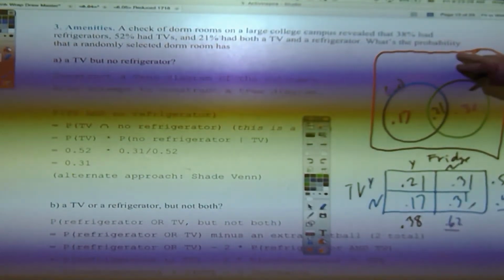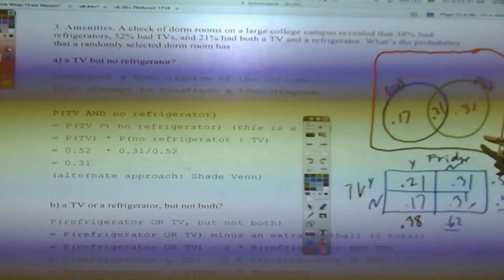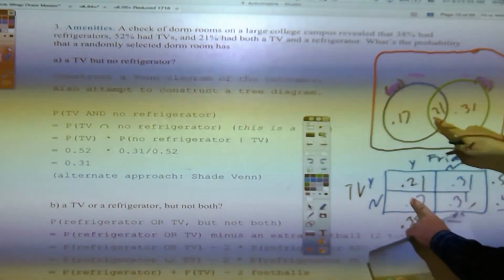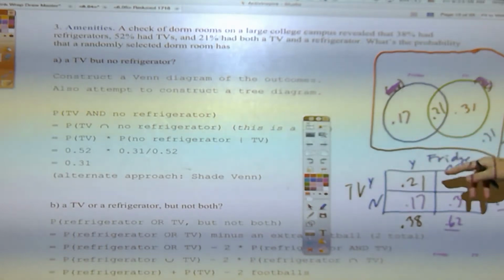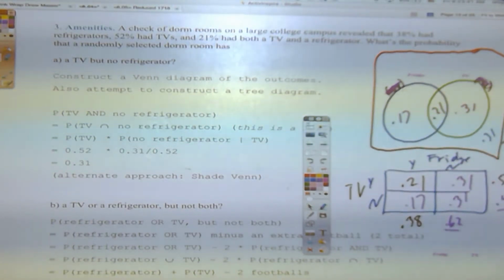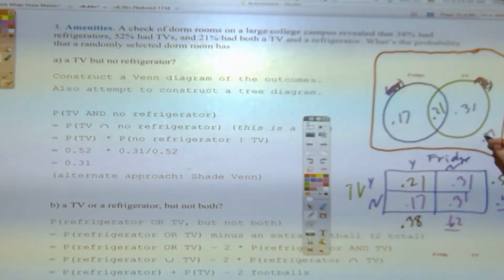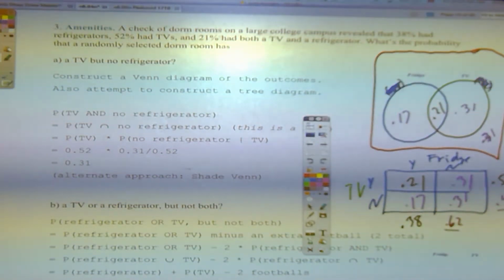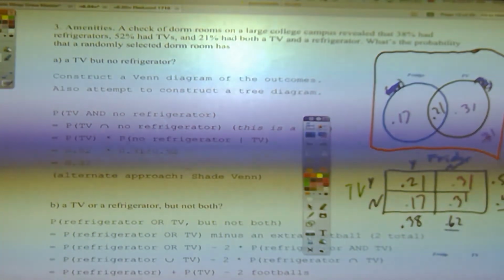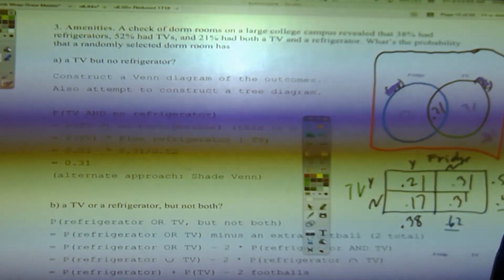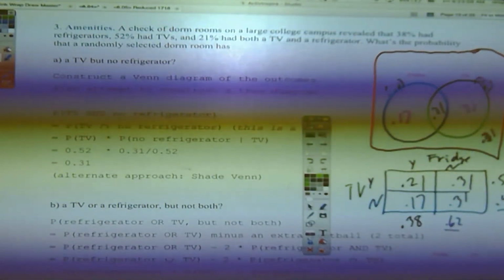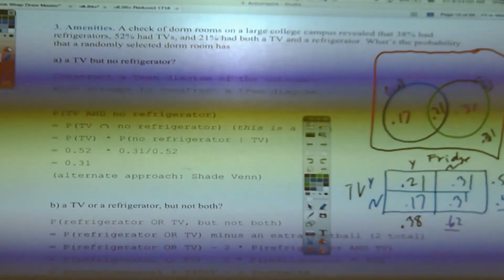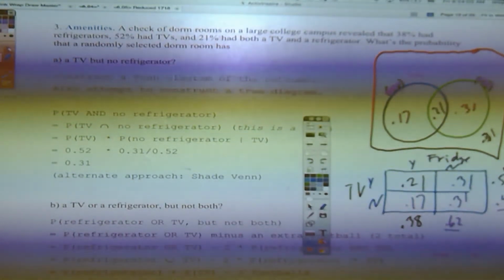So what is this fourth region? 1, 2, 3, check that out: 0.17, 0.21, 0.31. So this other 0.31 has got to be the dorm rooms that have, gasp, neither a TV nor a fridge? Is it legal to subject college students to that sort of deprivation? Or maybe it's freedom. Maybe it's a blessing. Any questions on how to set up the Venn diagram?